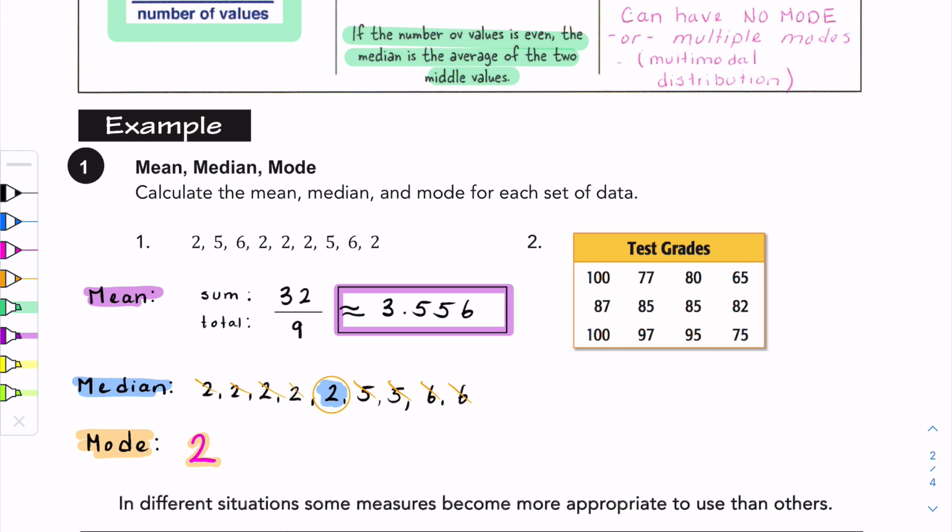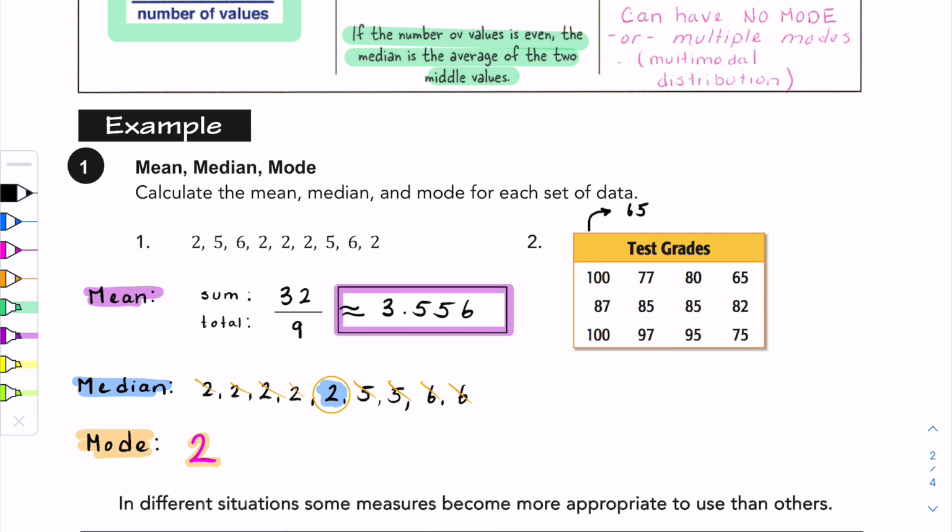For number 2, I gave you a table of values and it's a group of test grades. So before I even start with mean, median, and mode, I'm going to take a moment and organize this data. I'm going to list this from smallest to largest, including all of the numbers in this table.